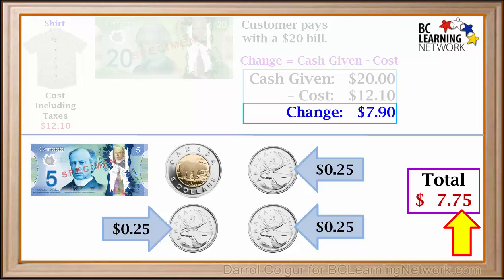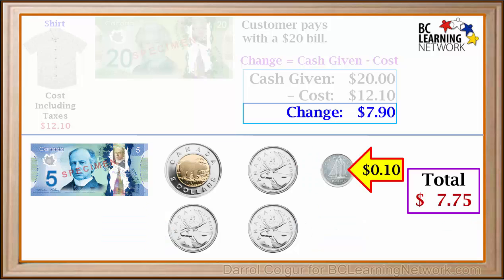We need to have a total of $7.90. The next largest denomination we can add is a dime. So we'll add a dime, or 10 cents. This brings our total up to $7.85.